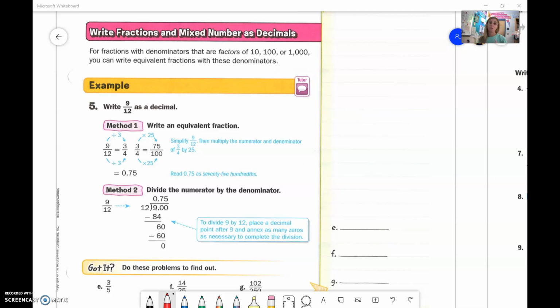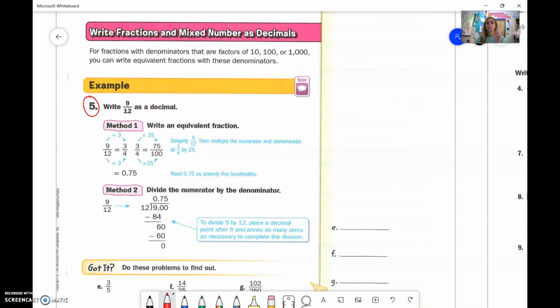Okay, perfect. So we are on part 2 of lesson 2, or chapter 2, lesson 1. We already had done decimals as fractions and mixed numbers, and now what we're going to do is take fractions and mixed numbers and turn them into decimals. So on page 91, picking up where we left off, I want you to take a look at number 5.